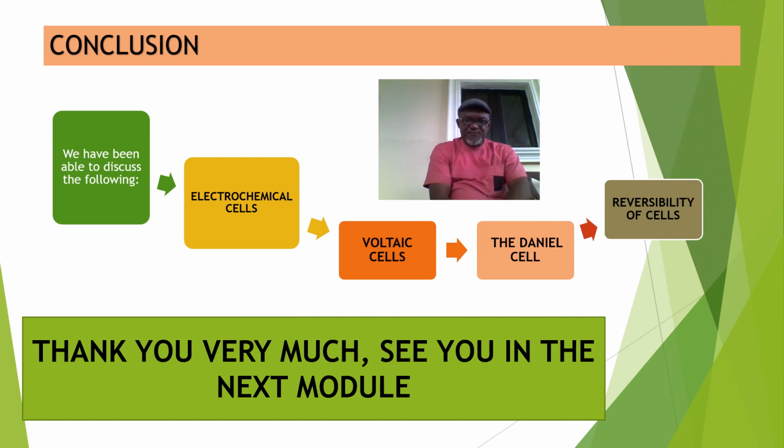Of this module. In this module, we have looked at electrochemical cells, which we call voltaic cells, and a very good example is the Daniell cell, which we looked at, the working of the Daniell cell, and we also looked at reversibility of cells, possibility of reversing cells. Are we going to still achieve the same thing?